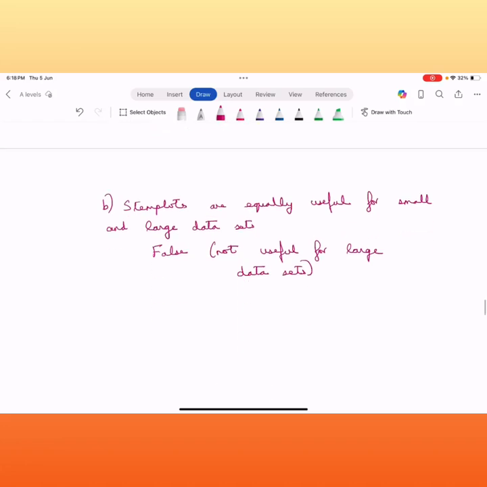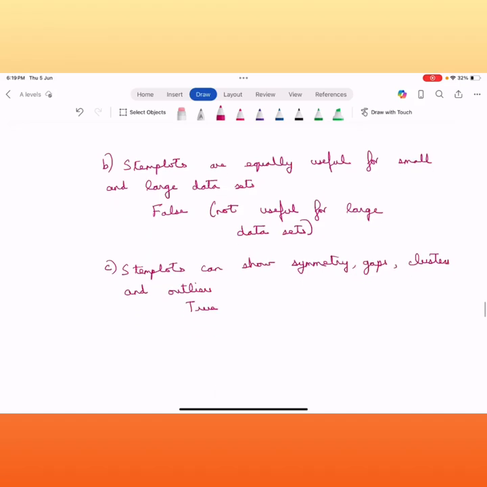Let's come to the third true or false. Stem plots can show symmetry, gaps, clusters, and outliers. So this is true because it can show everything: symmetry, gaps, clusters, and outliers.